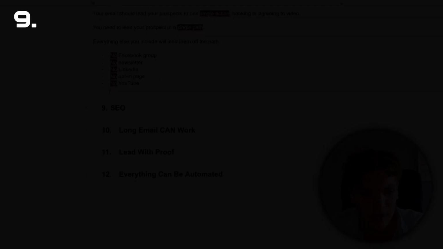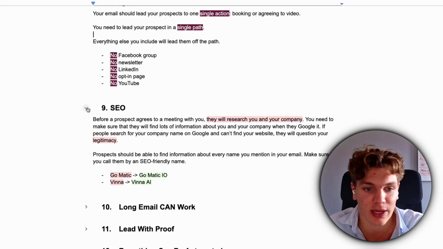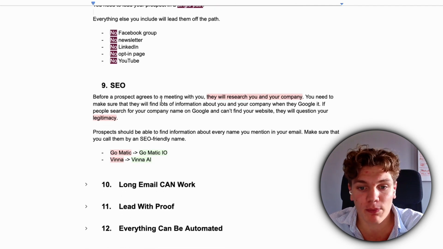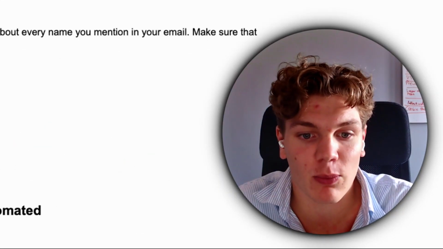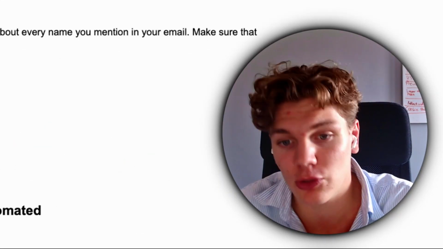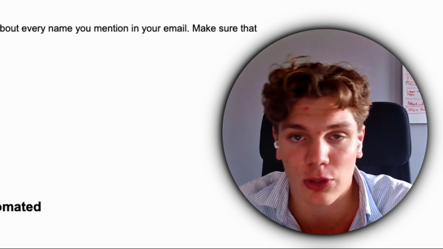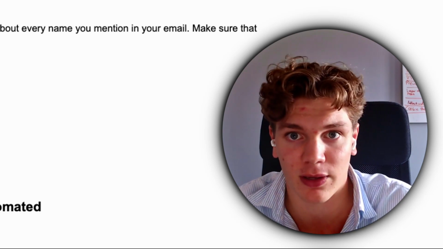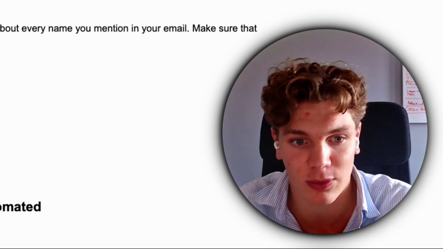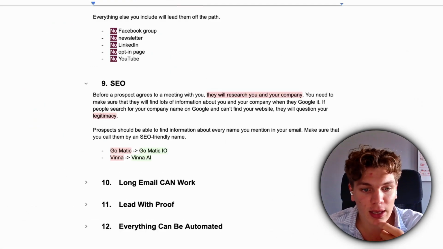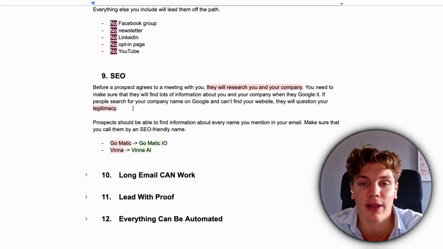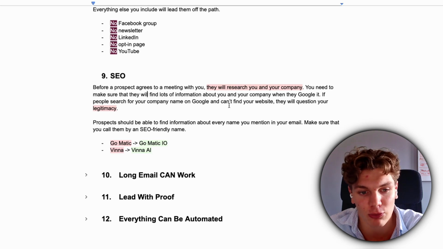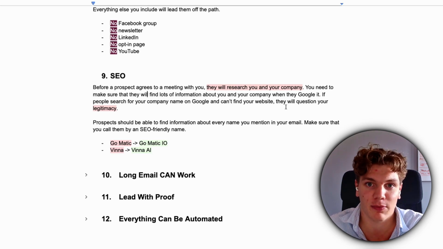Then we have number 9, which is SEO, a very overlooked aspect. Before a prospect agrees to a meeting with you, they will research you and your company. You need to make sure that they will find lots of information about you and your company when they Google it. Social proof, reviews, LinkedIn profiles, company pages, websites. You get the idea. If people search for your company name on Google and can't find your website, they will start to question your legitimacy.